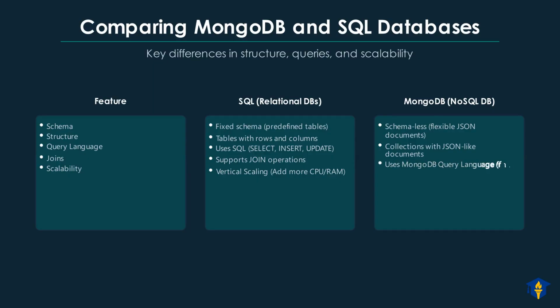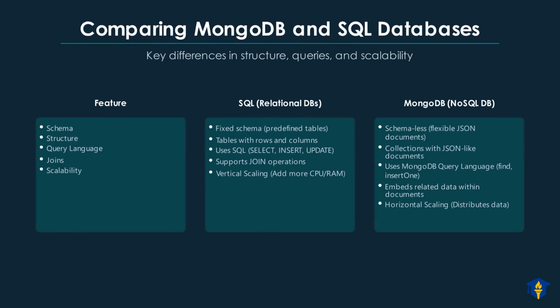It uses the MongoDB query language with commands like find and insertOne for data interactions. Instead of joins, MongoDB often embeds related data directly within documents, simplifying retrieval. MongoDB excels at horizontal scaling, distributing data across multiple servers to handle large loads efficiently.